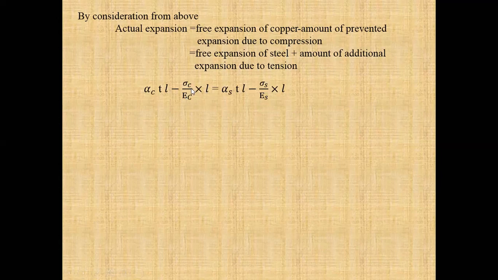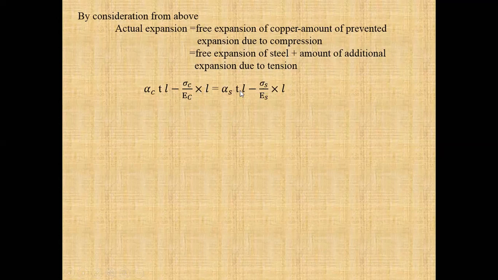Strain is nothing but stress by Young's modulus. So strain E into L, normally equal to what? Change in the length by original length. So obviously change in the length is strain into the original length. This you must understand properly. So this is the free expansion, and this amount which is prevented by the compressive thermal compression must be deleted. This is the prevented expansion in the copper.